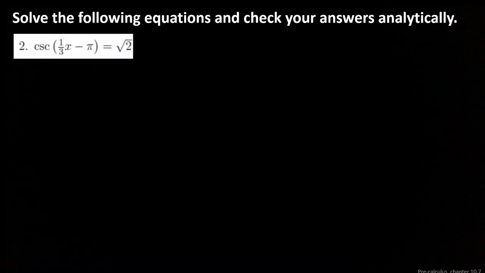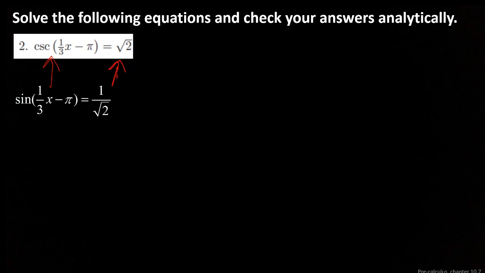All right, here's another one. We have cosecant of something equals square root of 2. We could take cosecant inverse of both sides. But instead, we can just write it as sine equals, but of course we have to take the reciprocal, because sine is the reciprocal of cosecant, then this has to be the reciprocal of the right hand side.